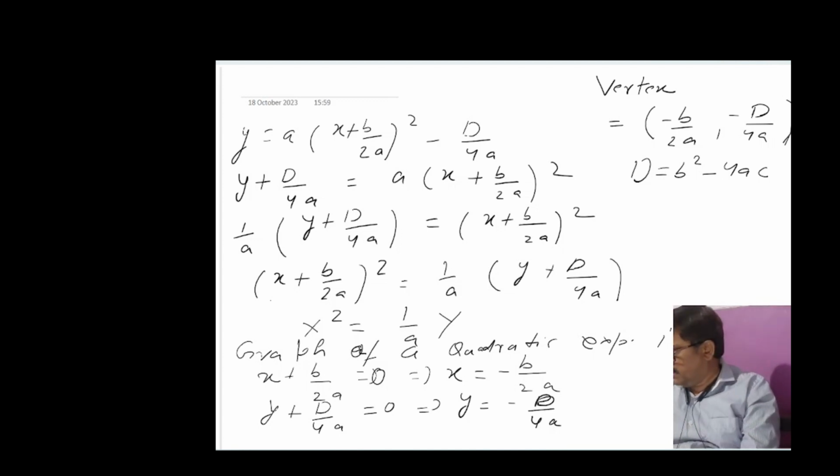So today we learned the graph of a quadratic expression. We came to know the graph of a quadratic expression is a parabola, and also we came to know the vertex of the parabola. The vertex of this parabola will be minus b upon 2a comma minus D upon 4a. D is the discriminant equal to b square minus 4ac.